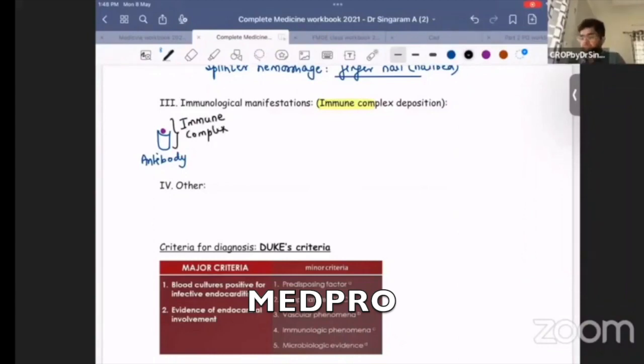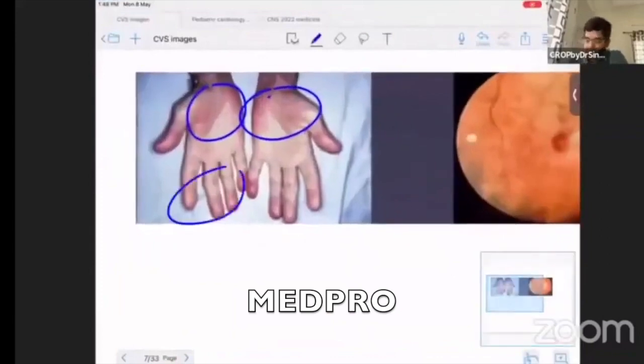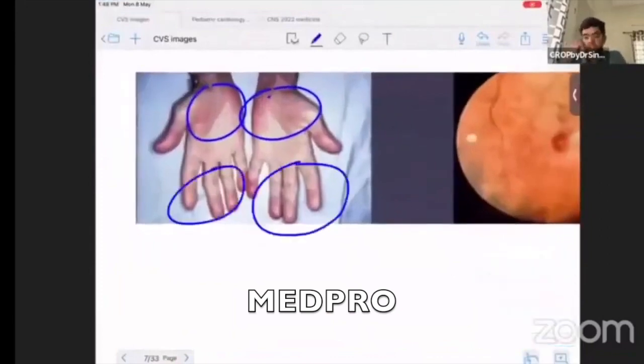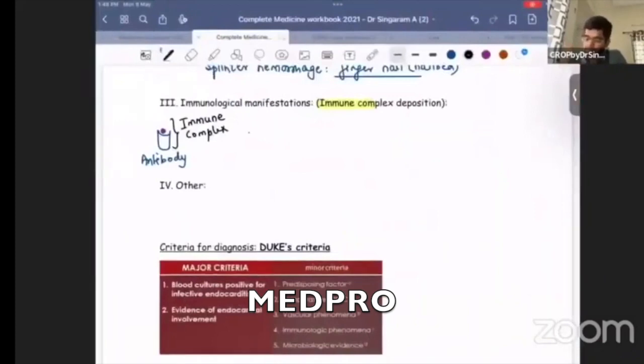Any idea? Taking it back to this picture, in the tips of the fingers you can get red spots. That is also due to infective endocarditis, but it is due to immune complex deposition. Any of you know what this is called? It is called Osler's nodes. These are present in the tips of the fingers. Don't forget, the previous one, Janeway lesions, was in the palm area, but Osler's nodes are in the tips of the fingers.